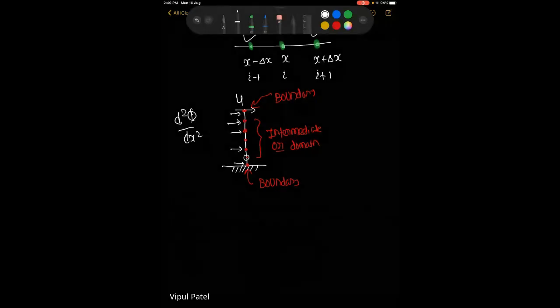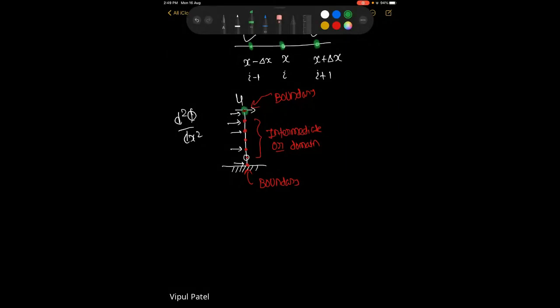But when it comes to this boundary node, I don't have any neighboring node on the upper side. Similarly, for this particular node, I don't have any neighboring node on the lower side. Then how can I get that information, right?